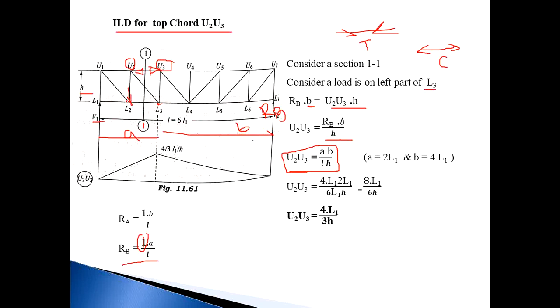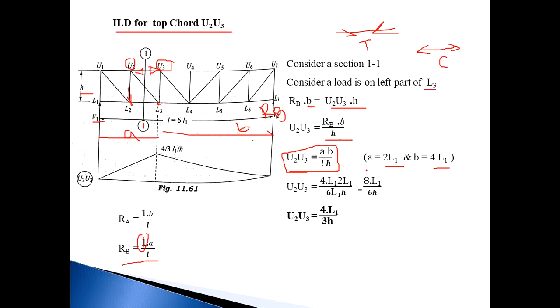So L1 to L2 means L1 as it is, so the total span L is equal to 6 L1. L1 to L3 is this L1 plus this L1, so L1 to L3 is equal to 2 L1, and L3 to L7 is 4 L1. Okay, so put A and B values in this equation.